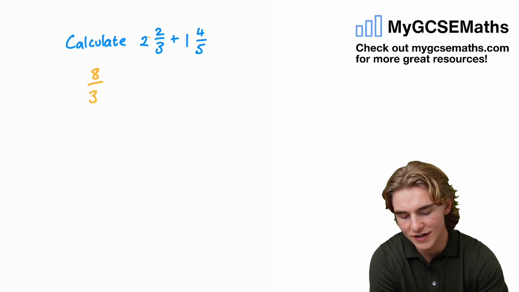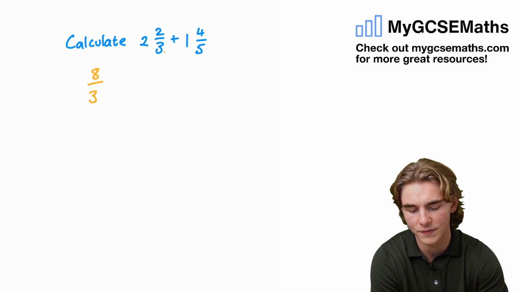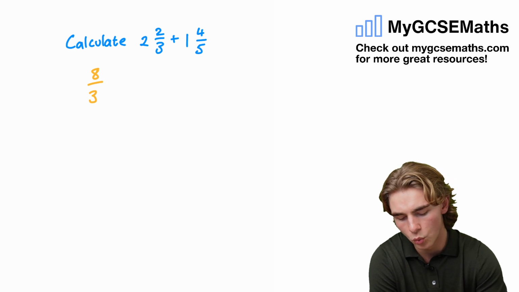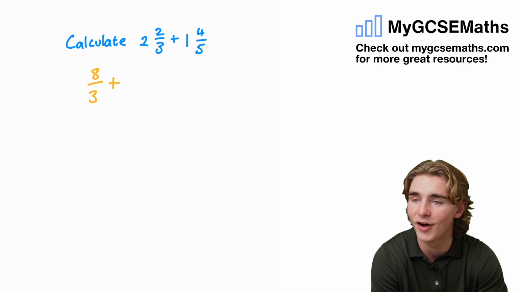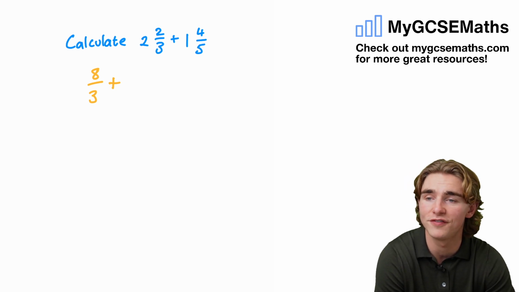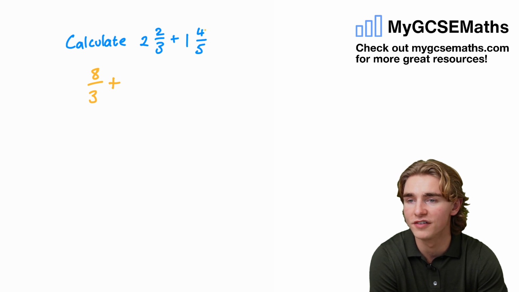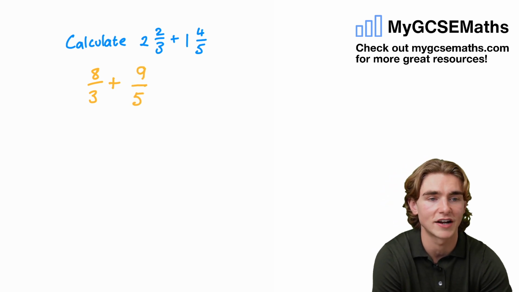Again, what did we do? We did our 2 times by our 3, that gave us 6, and then we added the 2 on the top of the fraction, that gave us 8 for the top, and that is over 3 because of the over 3 here. Now, applying that same principle to the 1 4/5, we're going to do 1 times by 5. That's the 1 here times by the denominator of 5. That, guys, is going to give us 5. And then we can do the 5 plus the numerator of 4. 5 plus 4 is going to give us 9. So we have 9 over 5 as our fraction here.